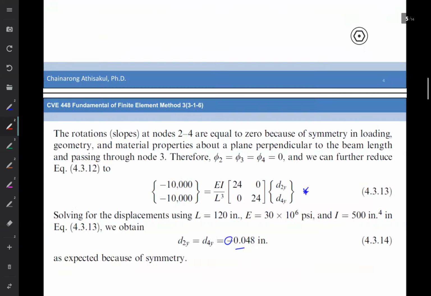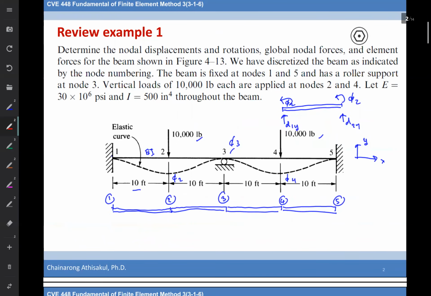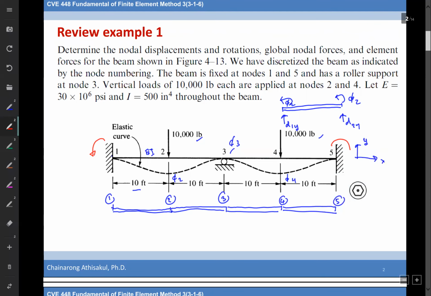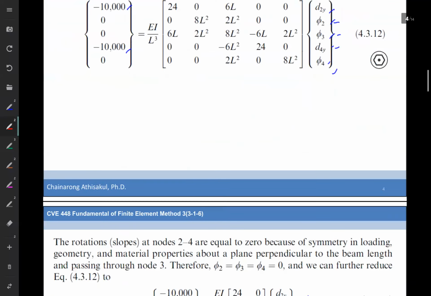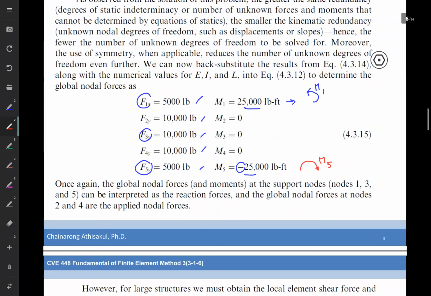So if we come back to the beam problem, you see that the moment at node number 1 is in this direction. This is the correct sense of the fixed end support, right? It should be the negative moment, following the beam convention. And also for the moment at node number 5, it is the same. Okay, so for the solution that we obtain from the finite element, don't forget that it follows the nodal sign convention.